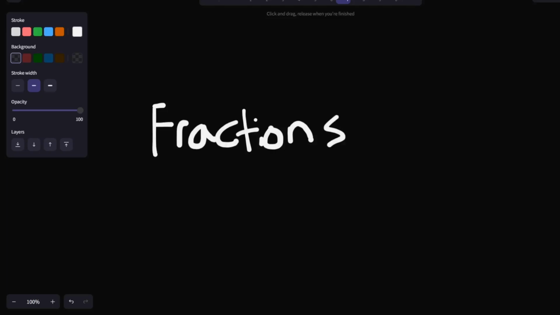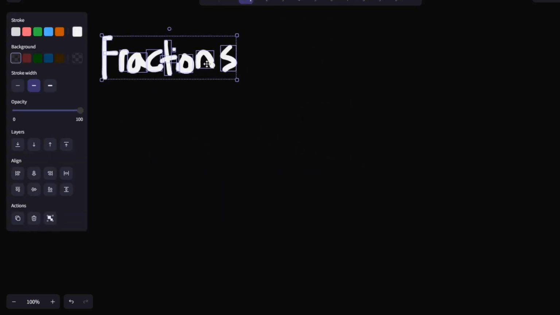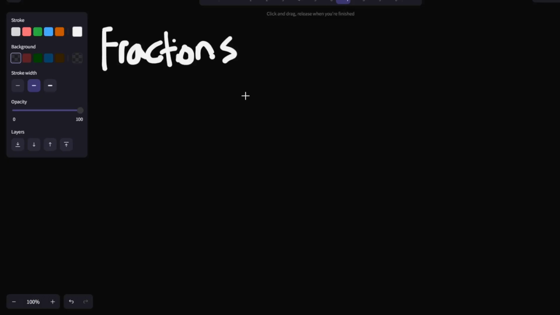So what are fractions? Fractions are simply a way of showing parts of a whole. A fraction has two numbers. The numerator on the top, which tells you how many parts you have, and the denominator on the bottom, which tells you how many equal parts the whole is divided into.